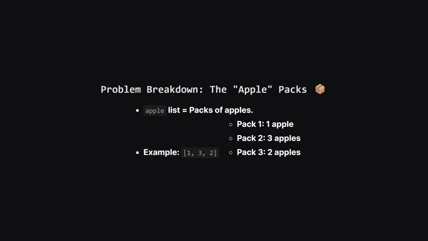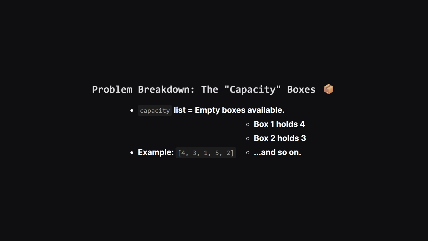Let's make sure we really understand the input. We have this list called apple. Think of these as pre-packaged bags you bought at the store. One bag might have one apple, another might have 3, and so on. It might seem important that they are in separate packs, but hold that thought. Then we have our boxes, given by the capacity list. Each number here represents a physical box sitting on the floor. If a box has a capacity of 4, it can hold up to 4 apples. If it has a capacity of 5, it can hold 5 apples. We want to pick some of these boxes to put our apples into.